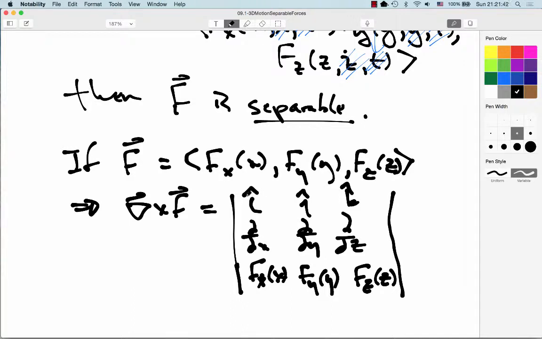So let's go ahead and start plowing the field, right? We take a look at this piece here for i hat, and we take a partial y derivative of something that only depends on z. Well, that's obviously 0. And then for the negative part, we take a partial z derivative of something that only depends on y. And that's obviously 0. And we can repeat that for the other components. And we get that the curl is indeed 0. So that completes the proof that if the force is separable and a function of the coordinates only, then the force is conservative.